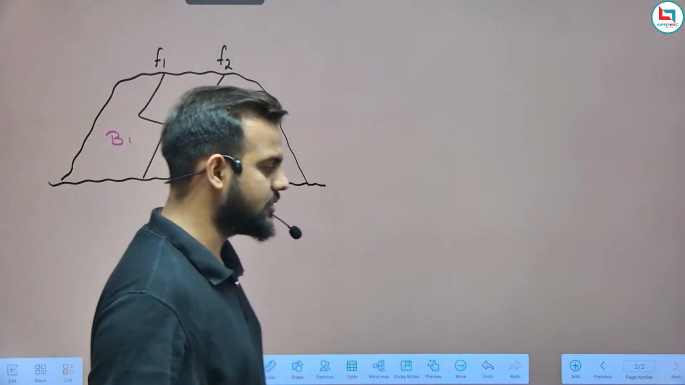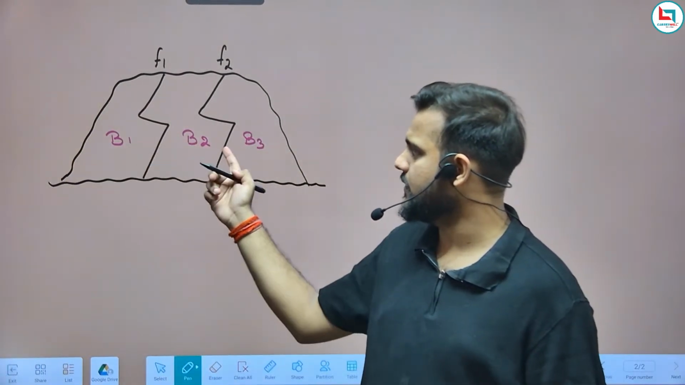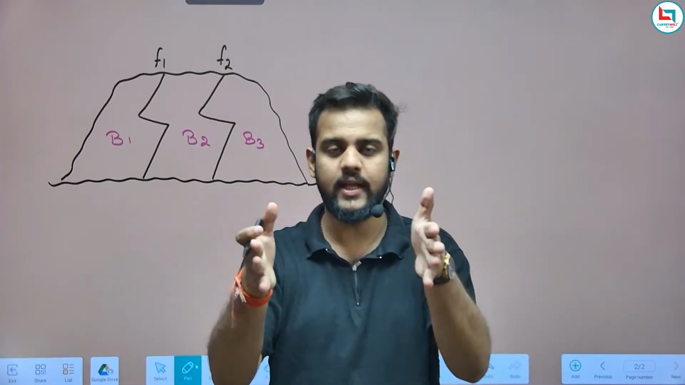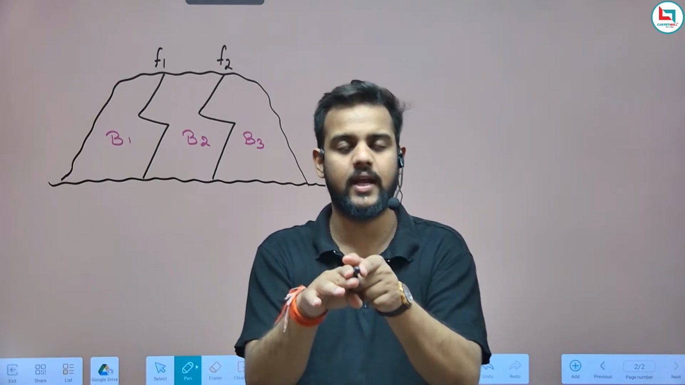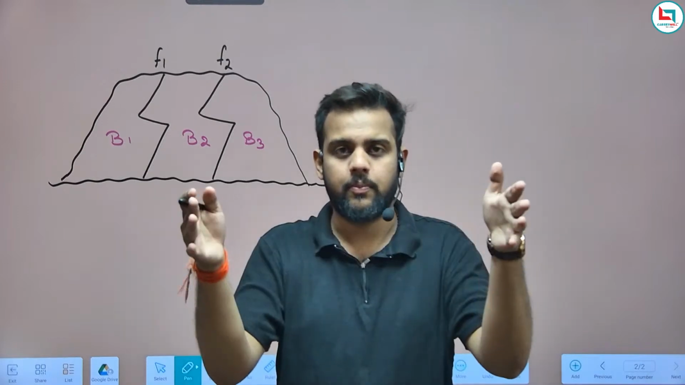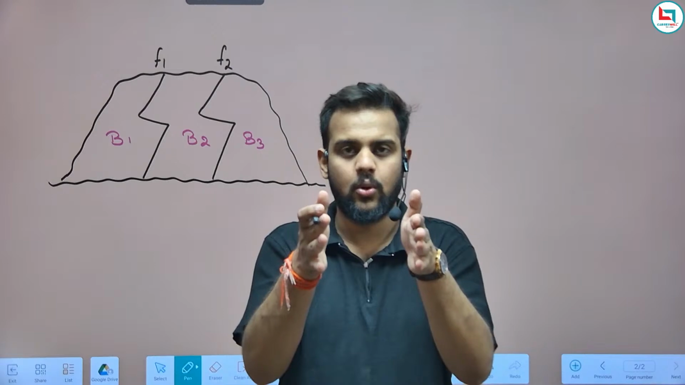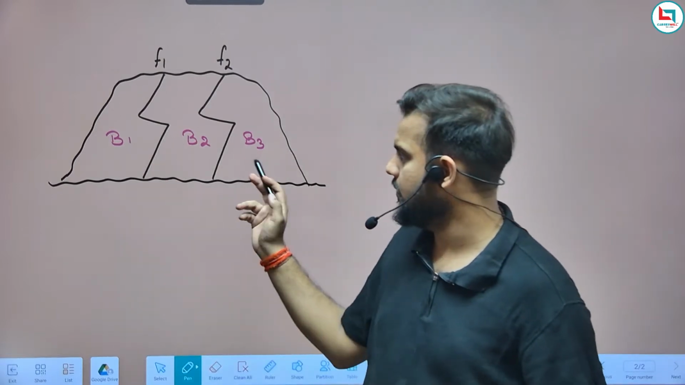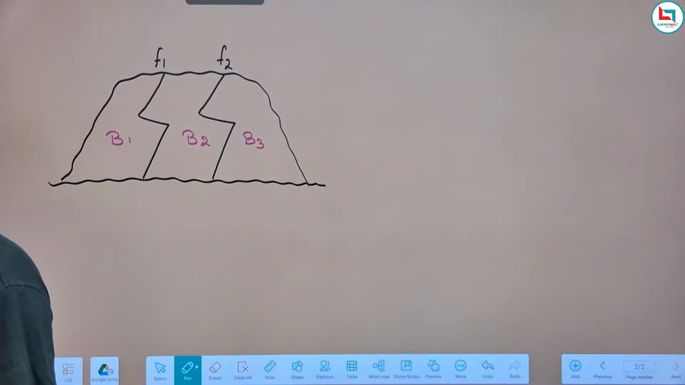Now you could see that B2 is in between B1 and B3, and B1 and B3 are holding the block B2. So B1 and B3 are putting compressive force. That's why B2 is being held between these two blocks, B1 and B3. Okay, now guys, let's talk about the next thing.